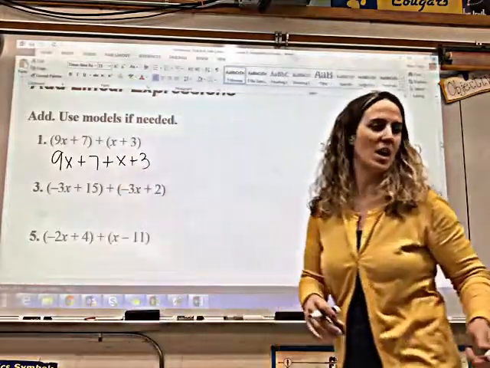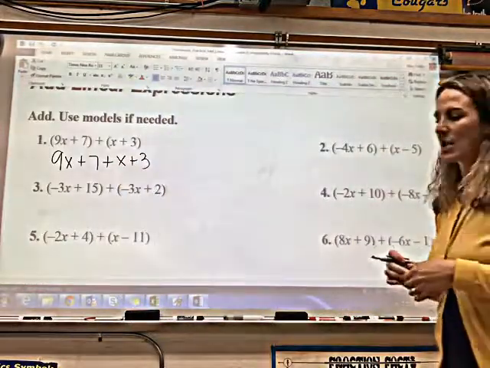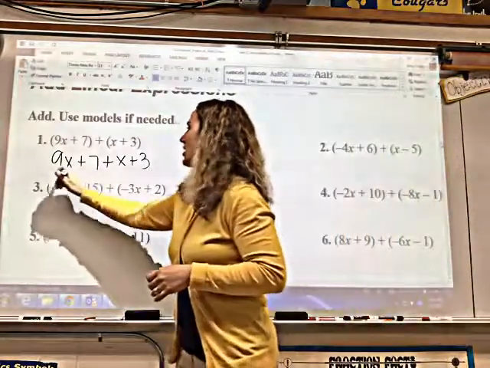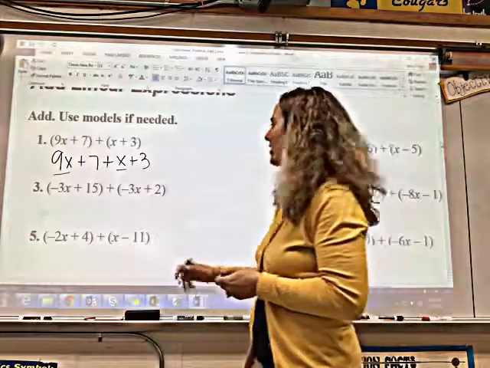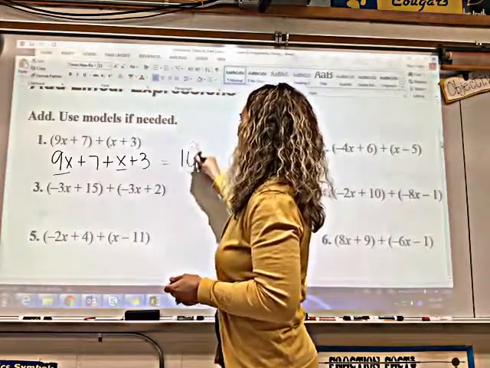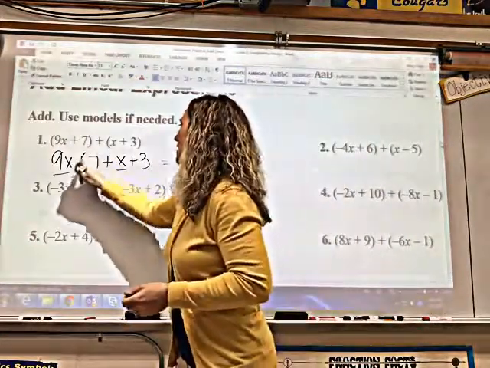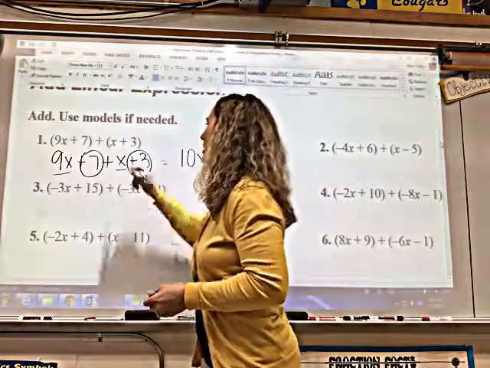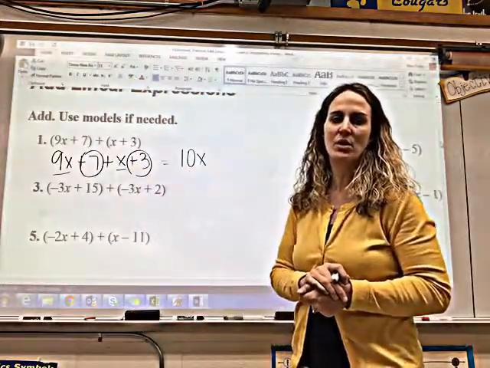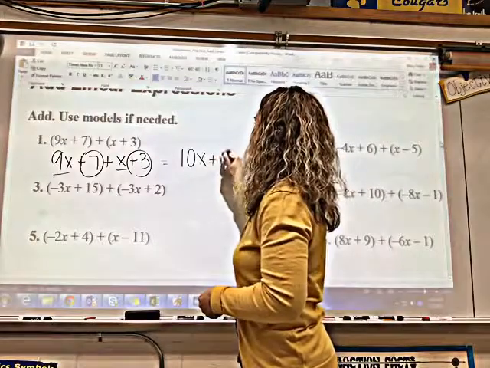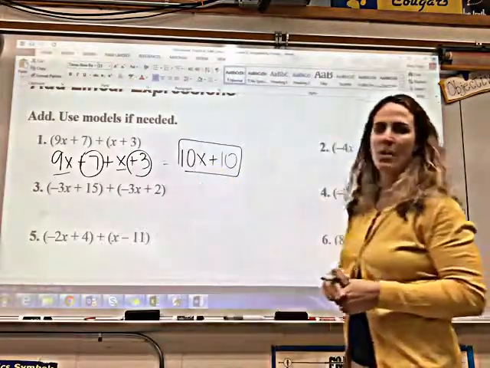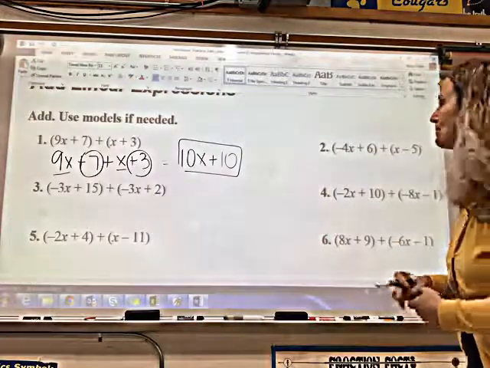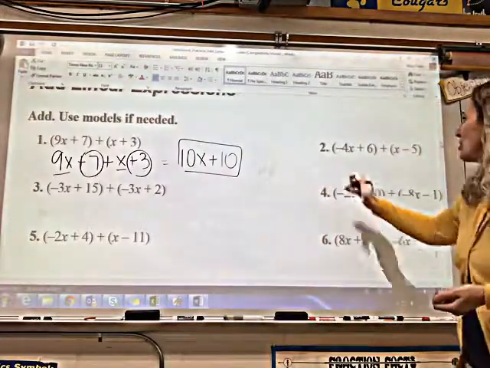So the first thing you want to ask yourself is, what are my like terms, or what can I combine together? I know that 9x's and 1x here, so I have 9x's plus another x would give me 10x. And then I also know that I can combine my constant of 7 and my constant of 3. They're both positive, so 7 plus 3 would give me 10. So in simplest form, when I add them, I would have 10x plus 10. Let's take a look at number 2.